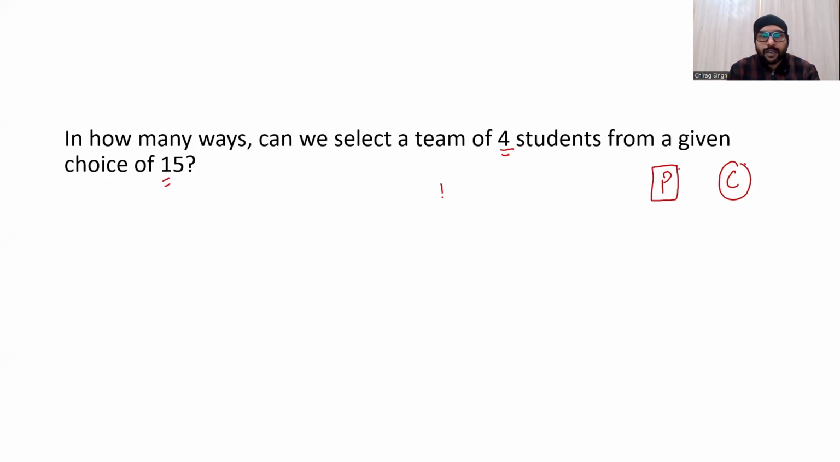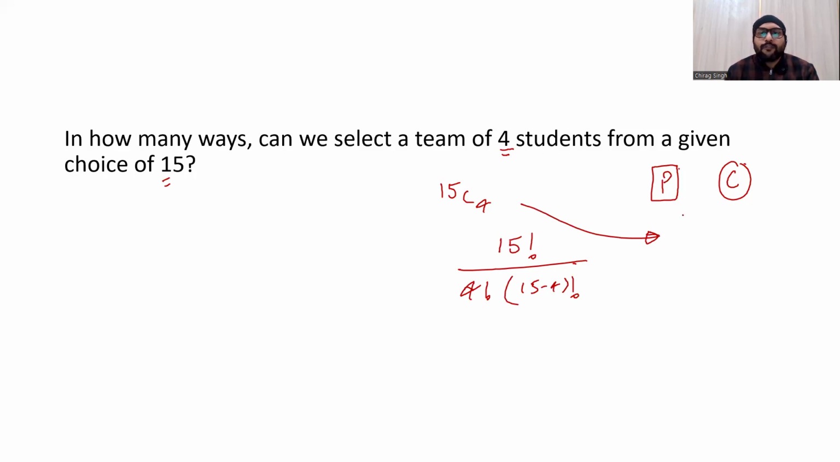So out of 15, I simply have to pick 4. So answer is 15C4. 15 factorial divided by 4 factorial into 15 minus 4 factorial. And why so? Because the formula for nCr is n factorial divided by r factorial into n minus r factorial. Batao. Done?